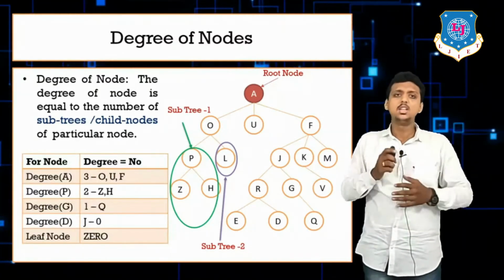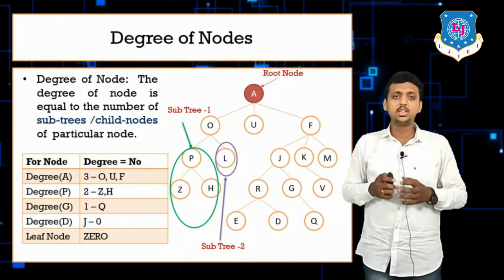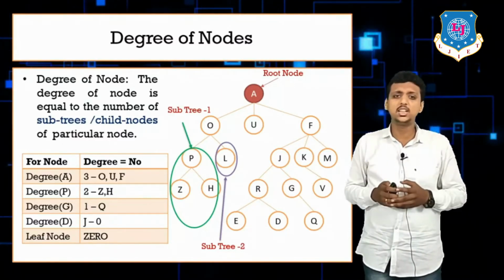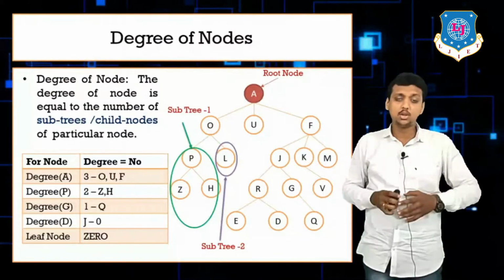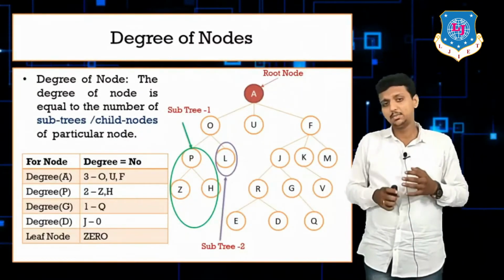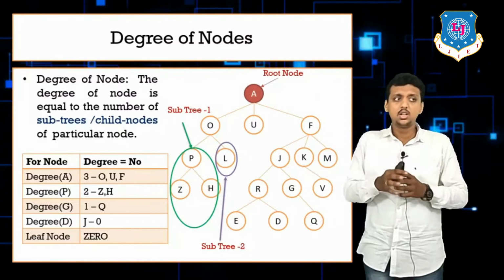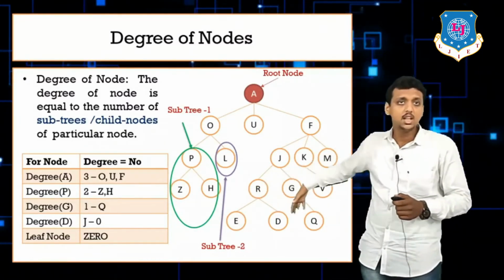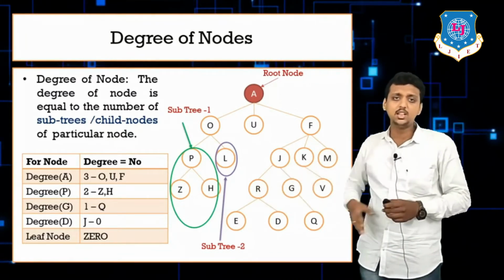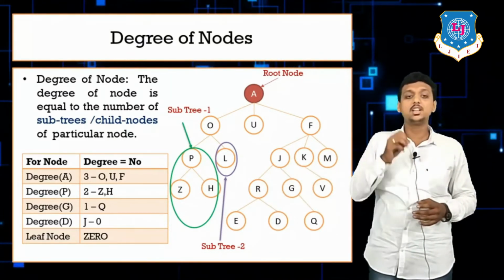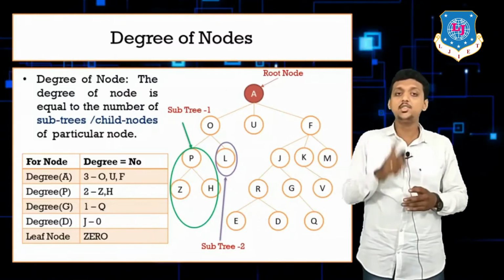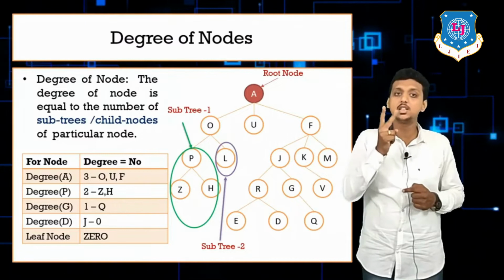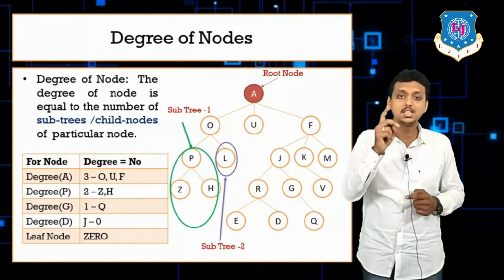So now let's talk fast about the degree. The root node A has degree 3, and the degree of P is 2. Okay, now what is the degree of leaf nodes? See, these are the leaf nodes, at the bottom. Does any leaf node contain a child node? No. So this is another definition of a leaf node: a leaf node does not contain any child node, and the leaf node degree is 0.